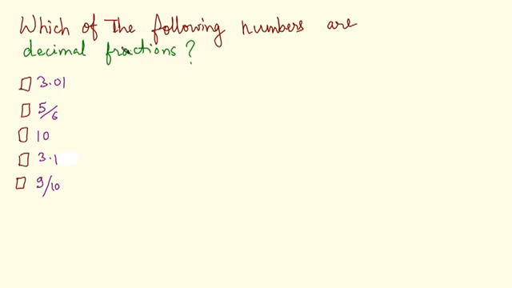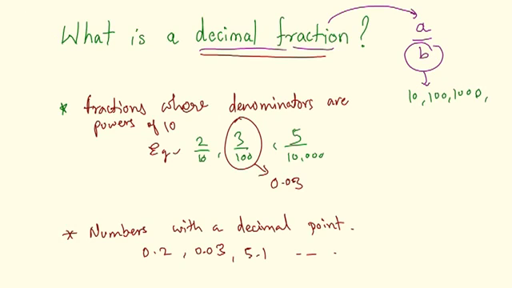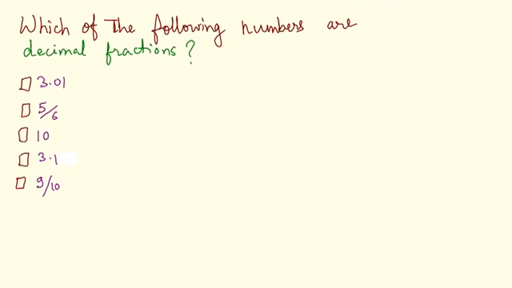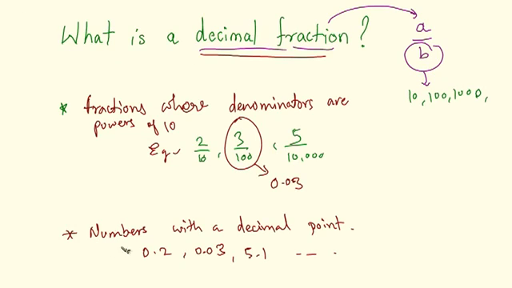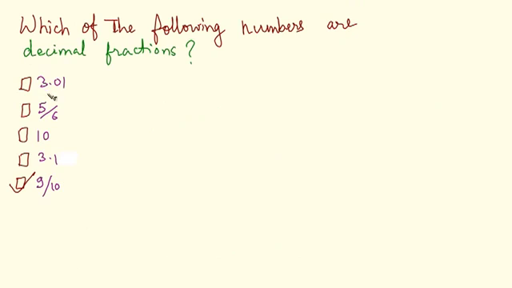Now find out which of these following numbers are decimal fractions. Well, if we look at our definitions, fractions where denominators are powers of 10 are decimal fractions. So this option 9 by 10 is a decimal fraction. 5 by 6 is not a decimal fraction because the denominator is not a power of 10. Now numbers with a decimal point are also decimal fractions. So numbers with decimal points are 3.01 and 3.1. So these are decimal fractions.